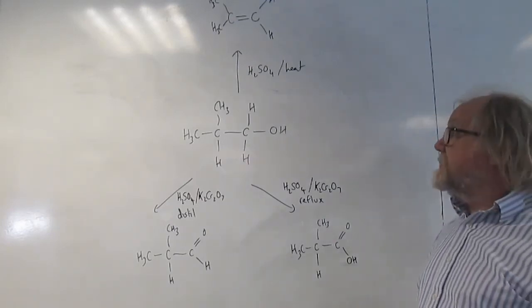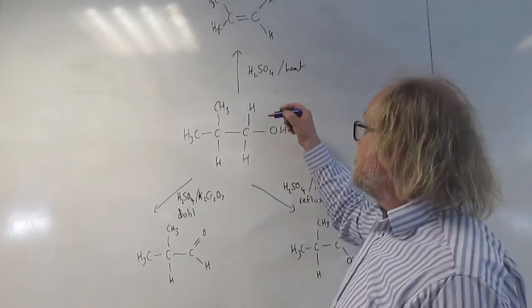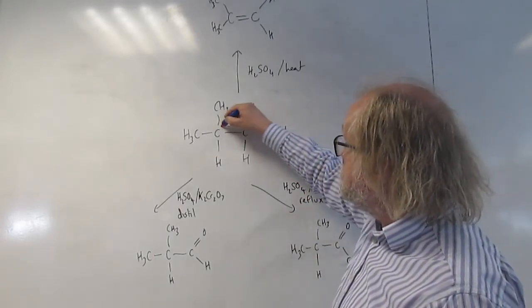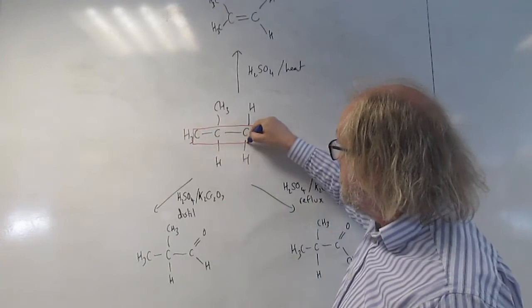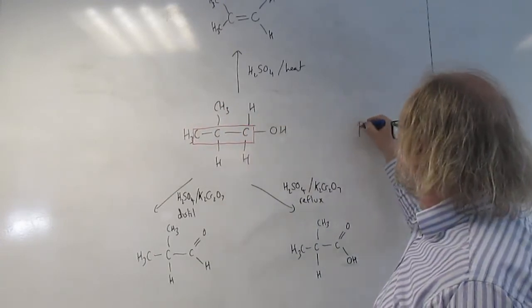Okay, part 2, it wants the systematic name of this alcohol. So what you do first is find the longest continuous chain, which is going to be 3 carbons. So that's prop.